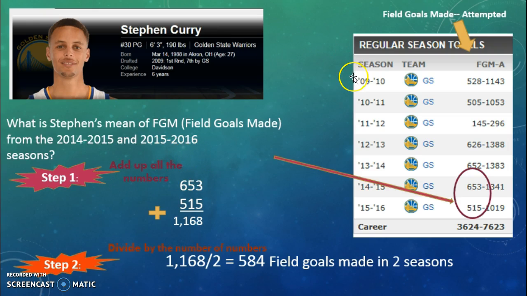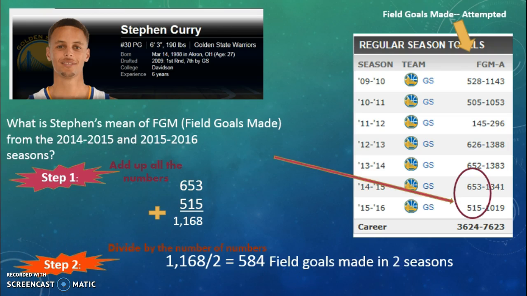So for Stephen, I looked up his totals of field goals made, and he had 653 last season. This season, he had 515. Okay? He had a total of 1,168 because I added the 2 numbers up. Now I bring that number down here, and I only have 2 numbers because I'm only dealing with 2 seasons. So I'm going to divide it by 2. 1,168 divided by 2. So Stephen Curry had 584 field goals or baskets made per season over 2 seasons.